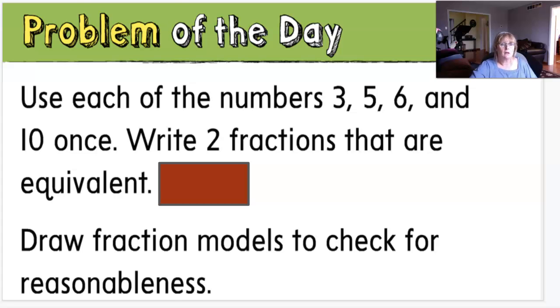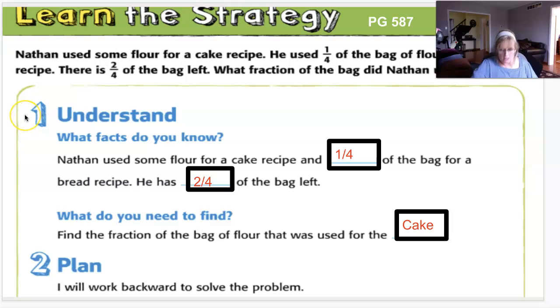Hopefully you have it. If you're on page 587, we have learned a strategy. Nathan used some flour for a cake recipe. He used 1/4 of the bag of flour for a bread recipe. There is 2/4 of the bag left. So we need to know what fraction of the bag Nathan used for the cake.